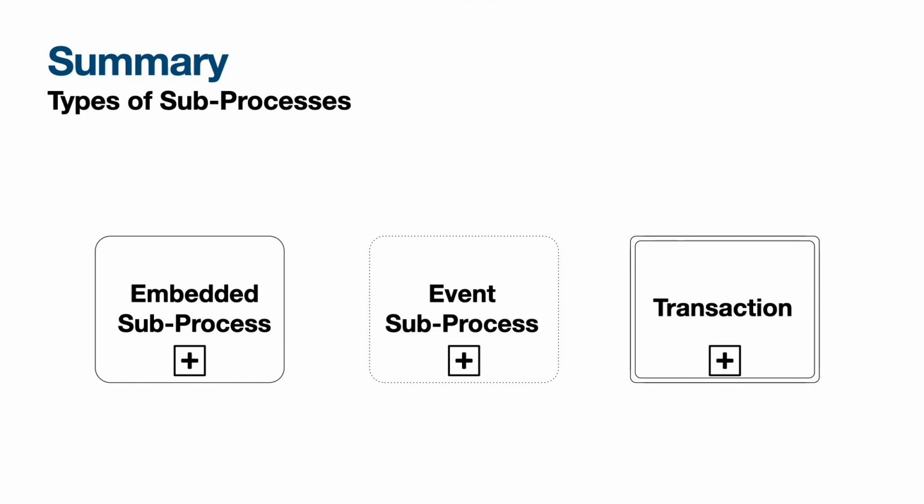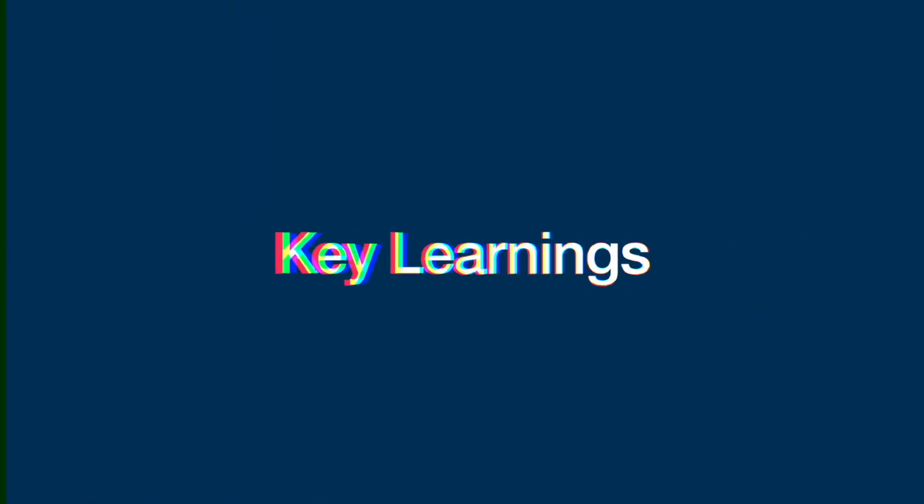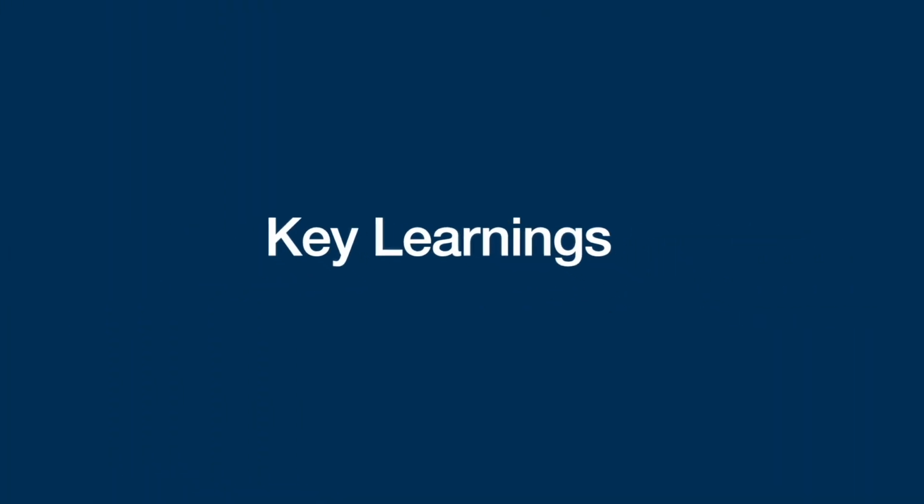Let's repeat what we just learned in this lecture. There are three different types of subprocesses: embedded subprocesses, event subprocesses, and transactions. You can easily distinguish them by the style of the boundaries. They each have their own functionality and can be very useful when modeling complex business scenarios. As always, the key learnings to conclude this lesson.